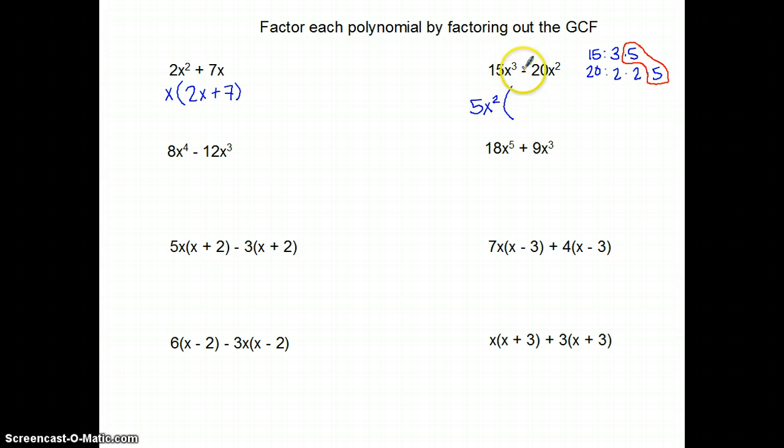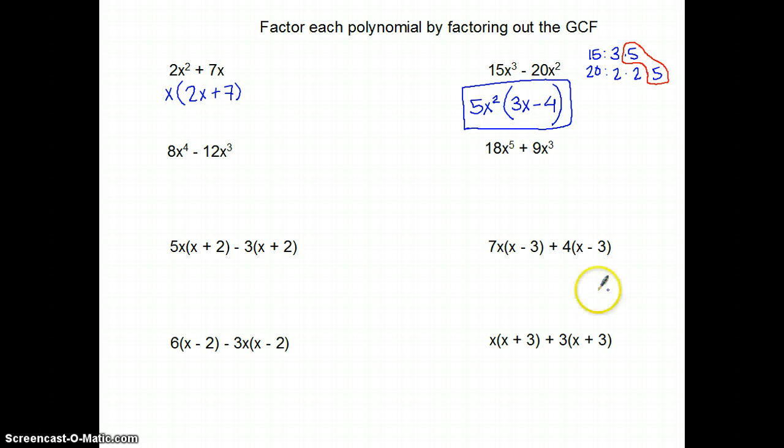From the 15, x to the third, when I take out a 5 from the 15, I have a 3 left. From x to the third, when I take out x to the second, I have just x to the first left, or x. From my negative 20, when I factor out a 5, I'm left with a negative 4. I had x to the second, and I took all of those x's out, so I have no more x's left. Again, to check your answer, you may distribute that 5x squared back in, and what you get should match your original binomial.